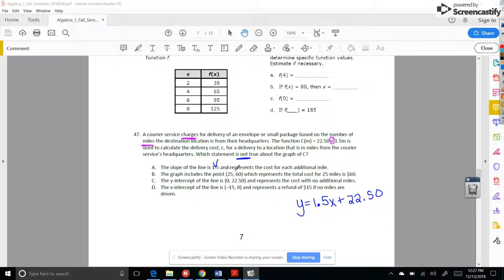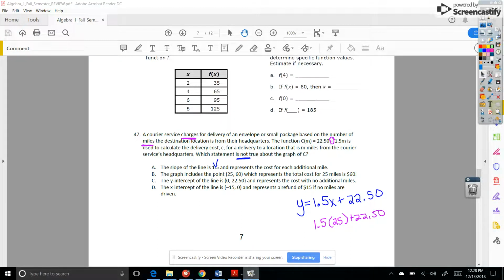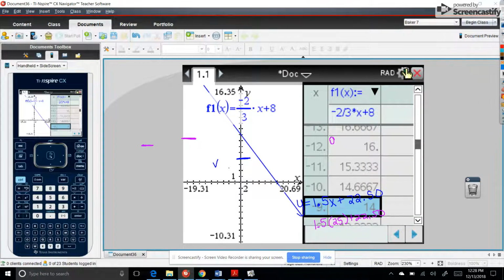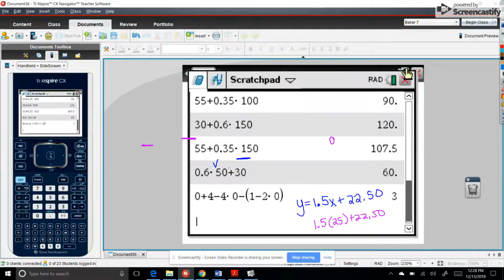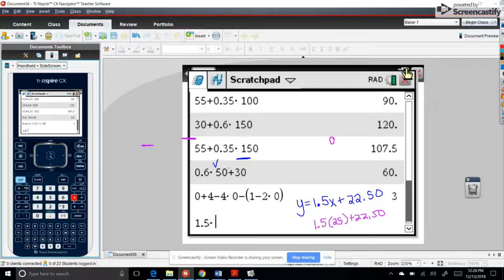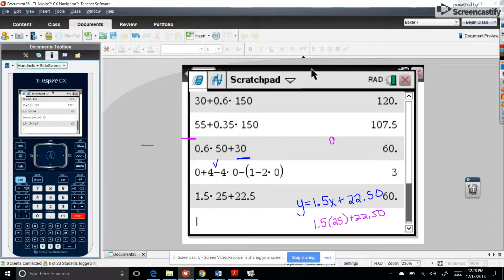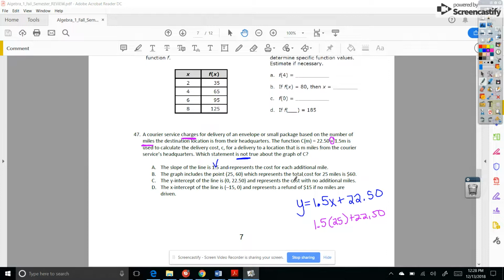The graph includes the point (25, 60), which represents 25 miles is $60. So if we plug in 25, 1.5 times 25 plus 22.5. What does that equal? I want to know, does that equal 60? Let's see. Go with my calculator. 1.5 times 25 plus 22.50. Oh, 60. Okay. That works.